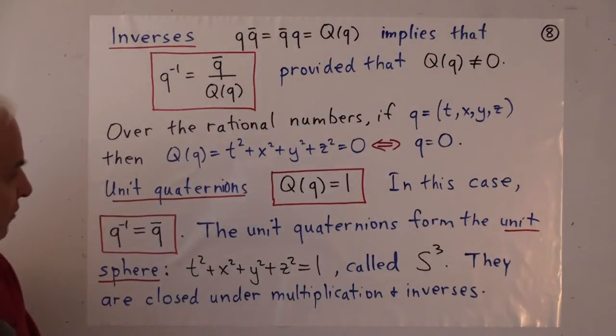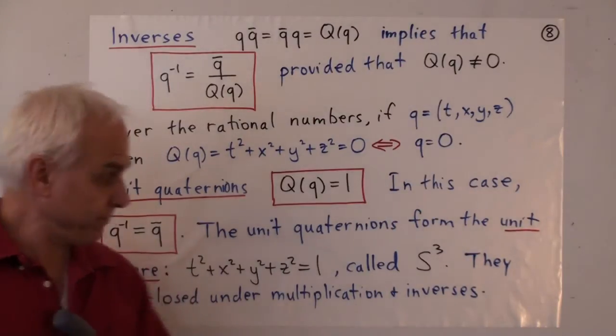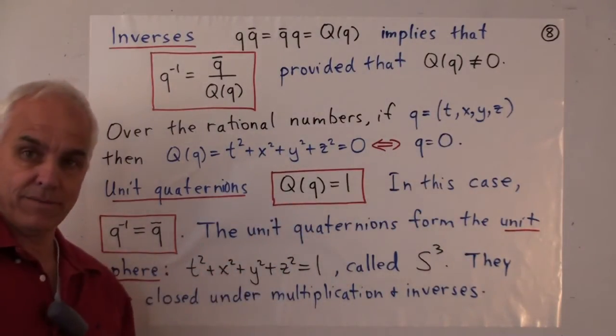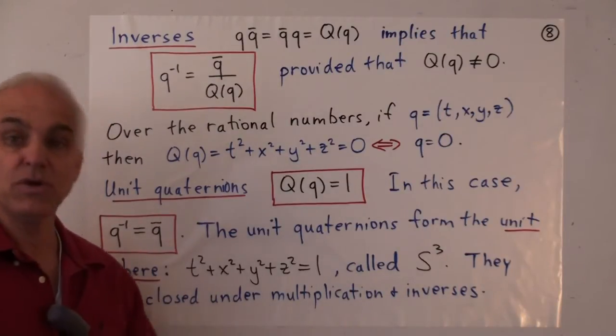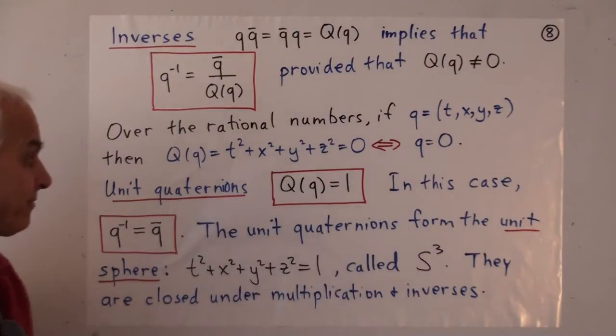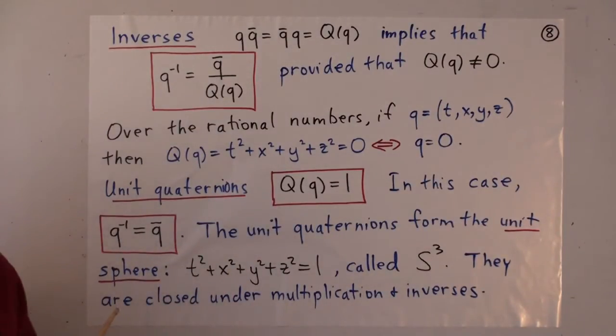Okay, once we have the notion of quadrance, we could also talk about unit quaternions, which play an important role. Those are the quaternions whose quadrance is 1. Exactly analogous to the unit complex numbers, which of course play an important role in complex numbers. Alright, so in this case, the inverse of such a quaternion will just be the conjugate itself.